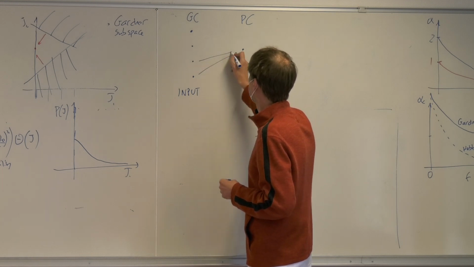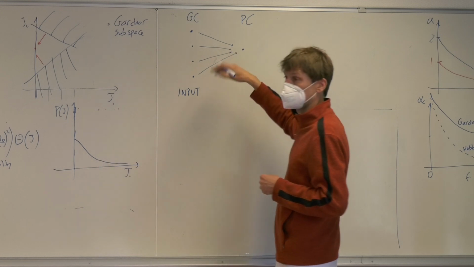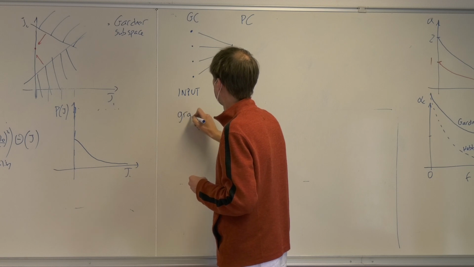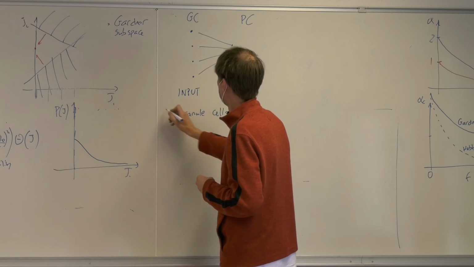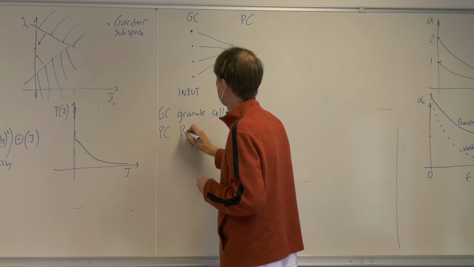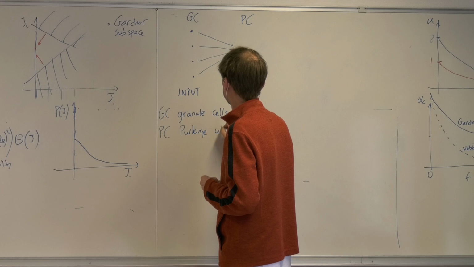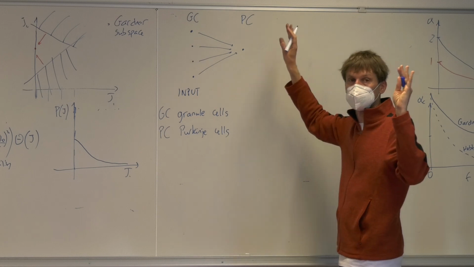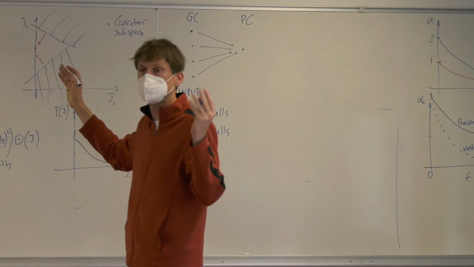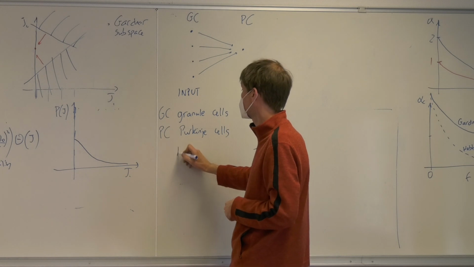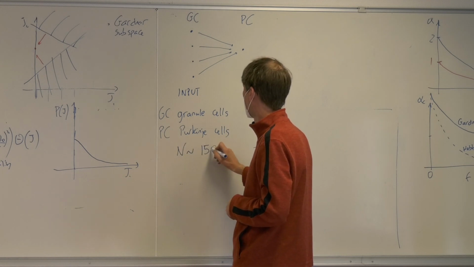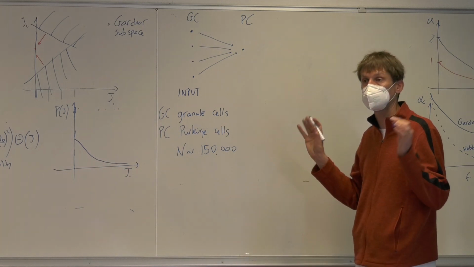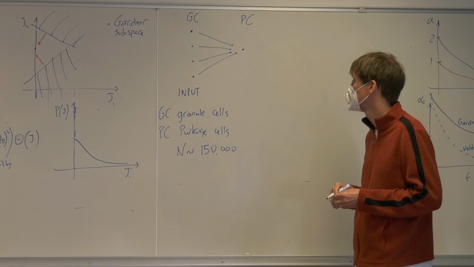And then they send axons to the Purkinje cell layer. Let me write down the names of these cells. These are granule cells, GC, and PC are Purkinje cells. Purkinje cells have huge dendritic trees, so they have a huge number of synapses on their dendritic trees. In fact, the anatomical estimate is N approximately 150,000. To my knowledge, it is the cell with the largest input connectivity in the brain.